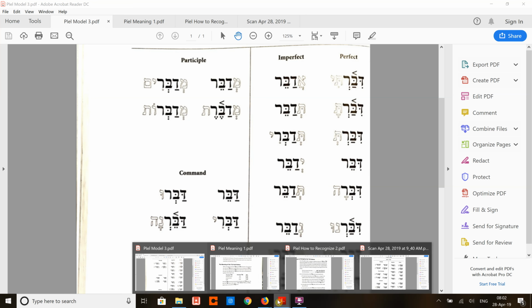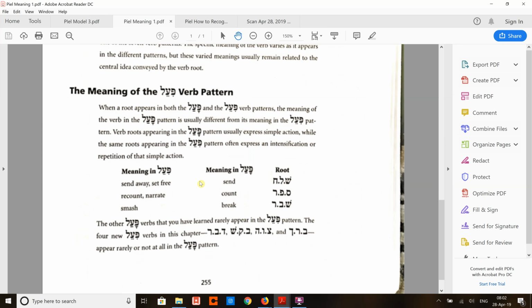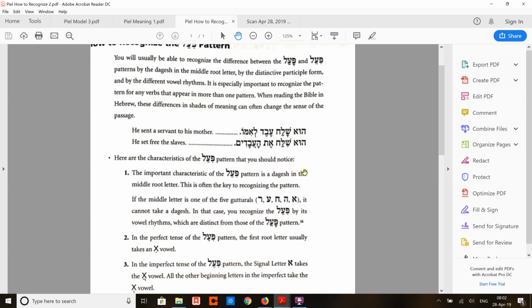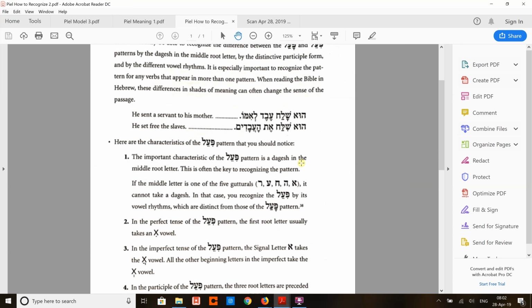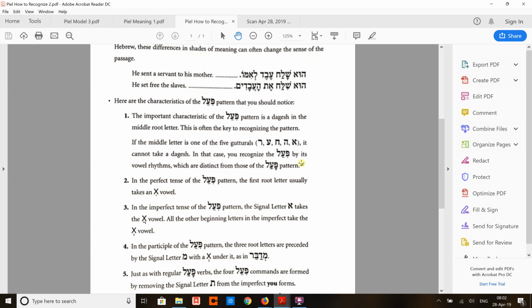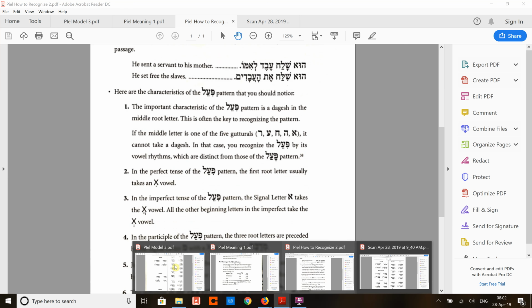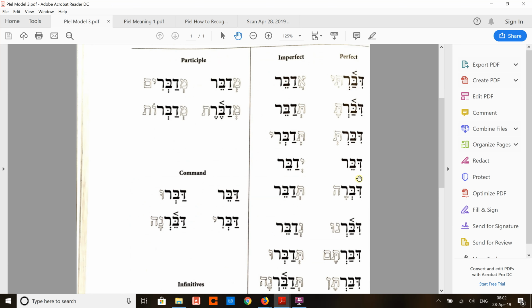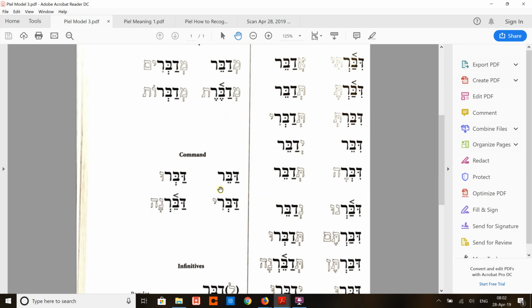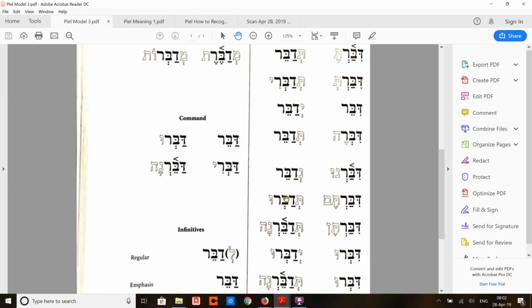And so those are, let me go back to my sheet. Whoops, wrong one. There are a couple of other indicators that you may want to look at in the chapter, but those are the two that I think are most significant for recognizing the P-ale. And notice also that when you slip over into participles and commands and infinitives, the markers there are the same markers as in the imperfect, right?